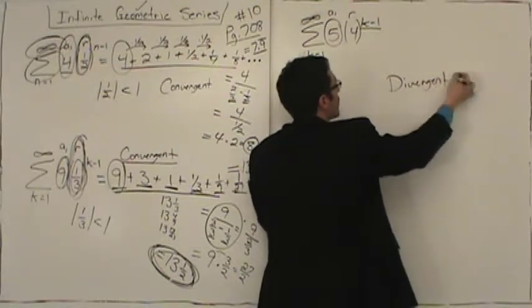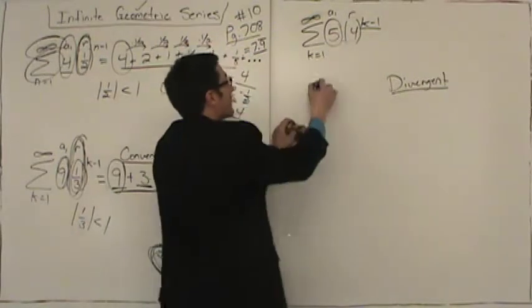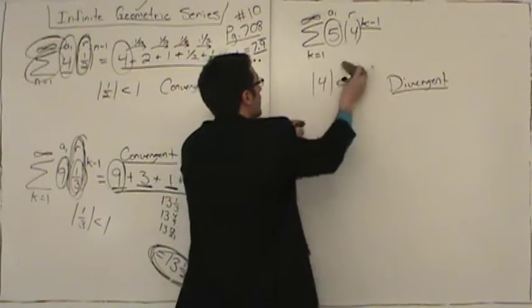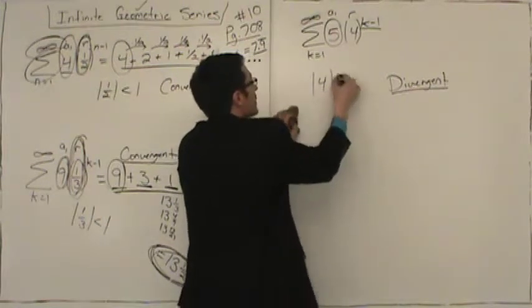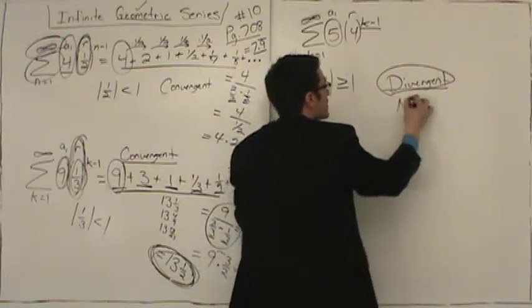But I want you guys to show why it's divergent. That means write the absolute value of what? The absolute value of 4 is the complete opposite. Don't write less than 1. No, we write the complete opposite, which is what? Greater than or equal to 1. Therefore, the series is what? Divergent, meaning there is no sum.